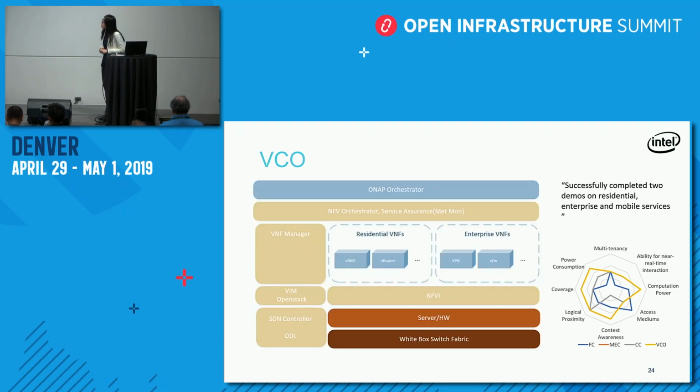Okay, the next project here is called VCO, the Virtual Central Office, a similar one to CORD. They're having almost the same purpose, to have a virtualized central office. And it's a POC only, has completed 2 demos on residential, enterprise, and mobile services. And as far as I know, they're going to give out the 3rd demo recently. The difference here is that it's using ODL as the SDN controller and using ONAP as the NFV orchestrator. So it's another typical MEC implementation.